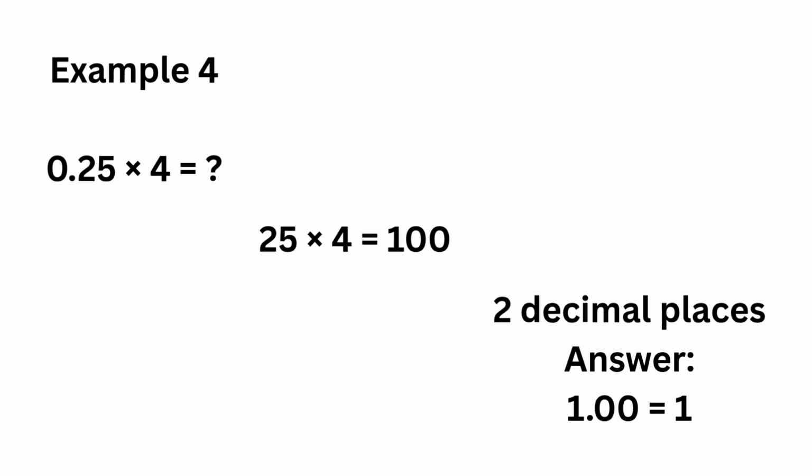Example 4, we have 0.25 times 4. You can see 0.25 has two decimal places, but 4 does not. So we simply ignore the decimal. We multiply 25 by 4 and it gives us 100. Now, moving our decimal 2 times, two decimal places. For 100, you move it 2 times, 1, 2, from right to left. And then our answer is 1.00, which is the same thing as 1.